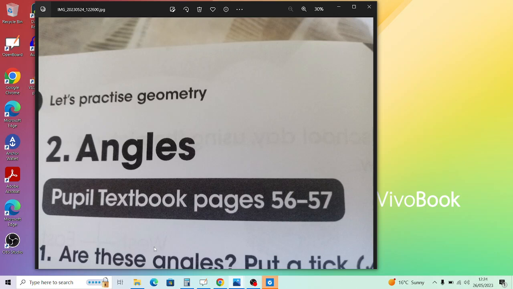Again, for an angle, there need to be 2 lines that join together, and they need to be 2 straight lines. So this is just a reminder of that. So the first one will be a tick, and the middle 2 will be crosses, and the last one will be a tick. Question 2, write the name of each type of angle.